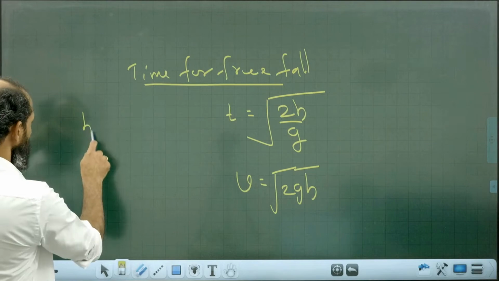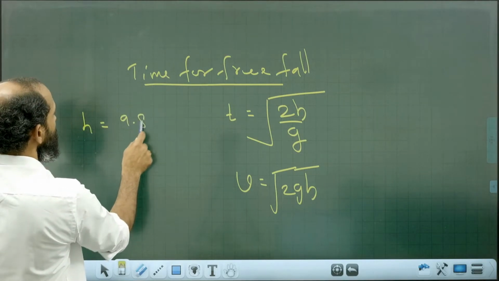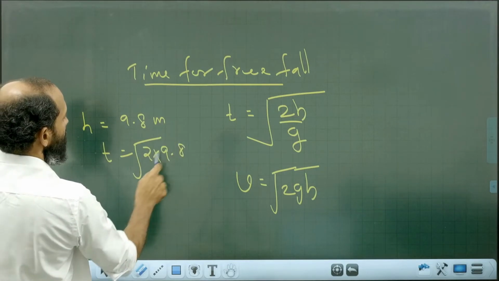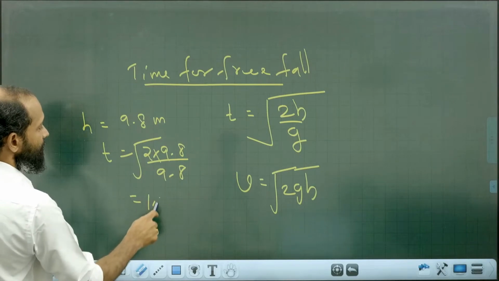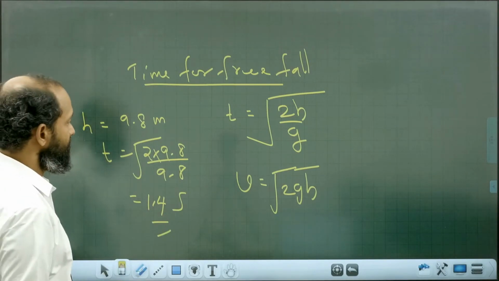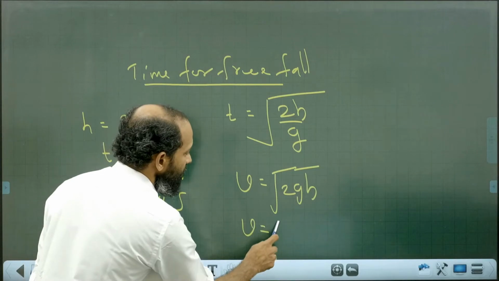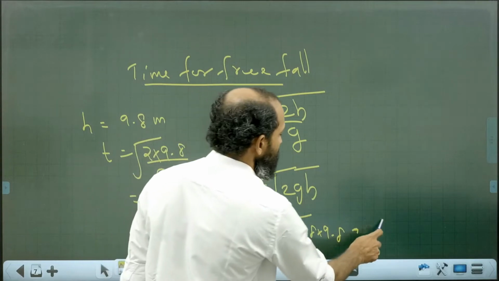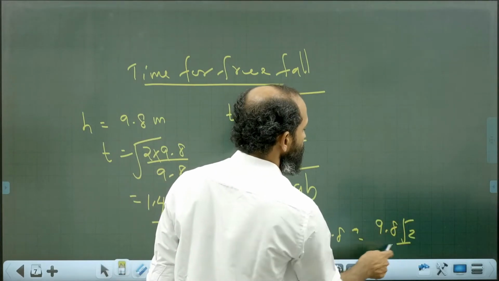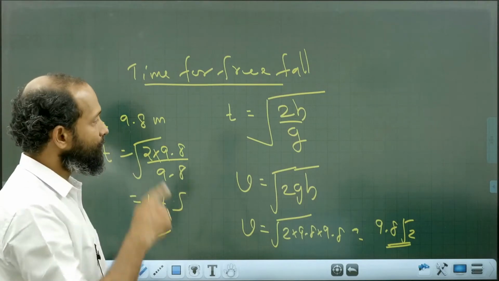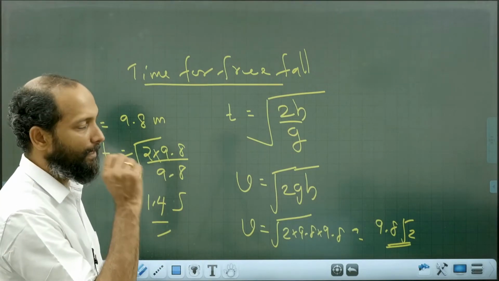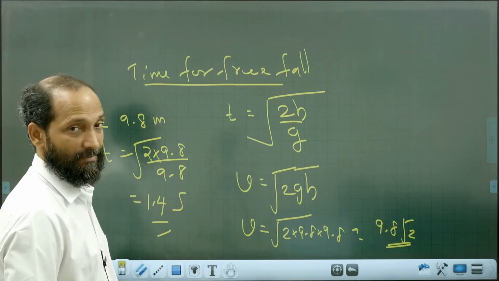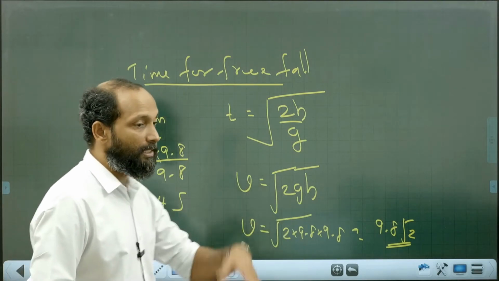If h is equal to 9.8 meter, the time for free fall is root of 2 into 9.8 divided by 9.8, that is equal to 1.414 seconds. What is the velocity? v equal to root of 2 into 9.8 into 9.8, that is 9.8 root 2 meter per second. Like this, velocity after some time. What is the velocity? What is the acceleration? Acceleration is a constant.